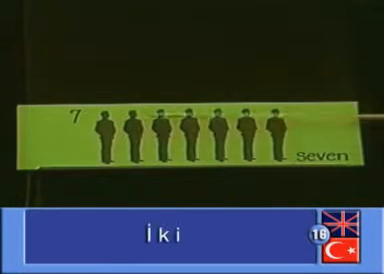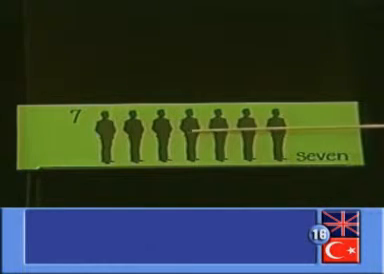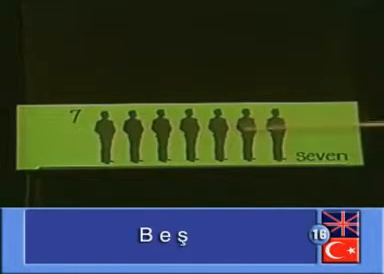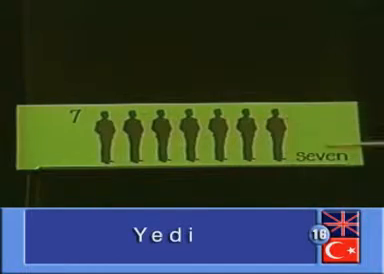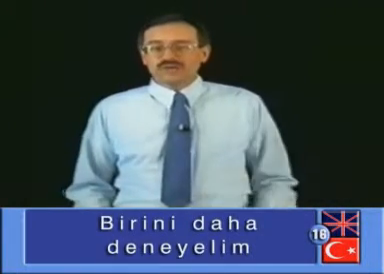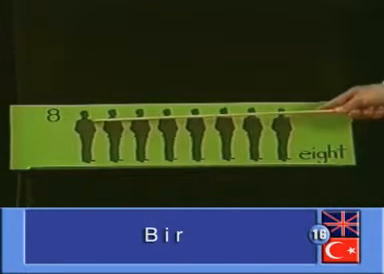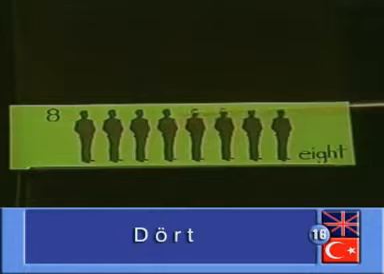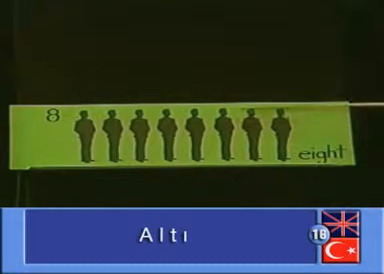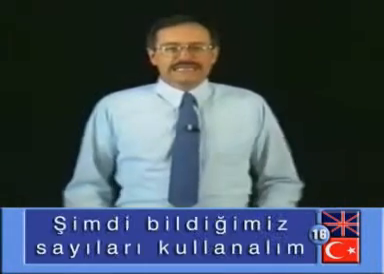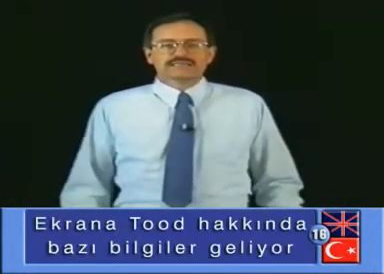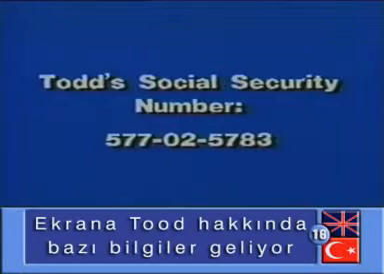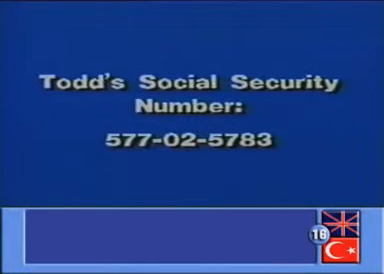Count to 7 with me. 1, 2, 3, 4, 5, 6, 7. Good. Let's try one more. 1, 2, 3, 4, 5, 6, 7, 8. Excellent. Now let's use the numbers we know. Some information is coming on the screen about Todd. Read it through with me. Are you ready?